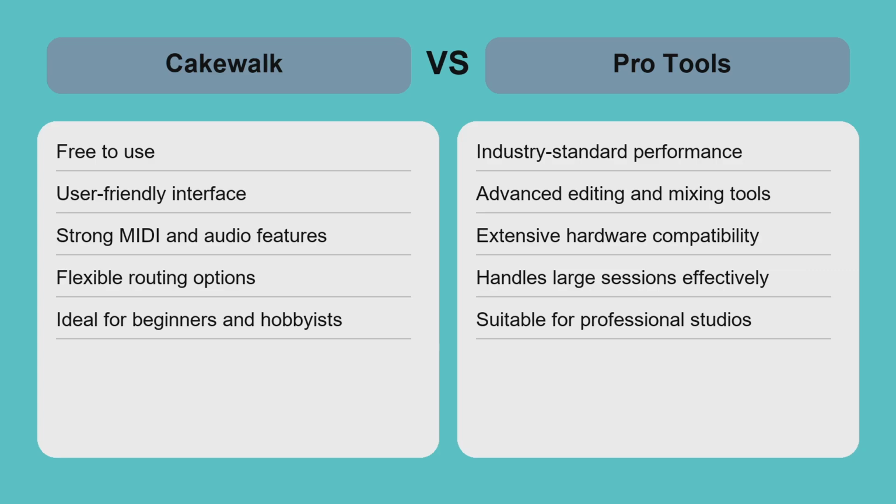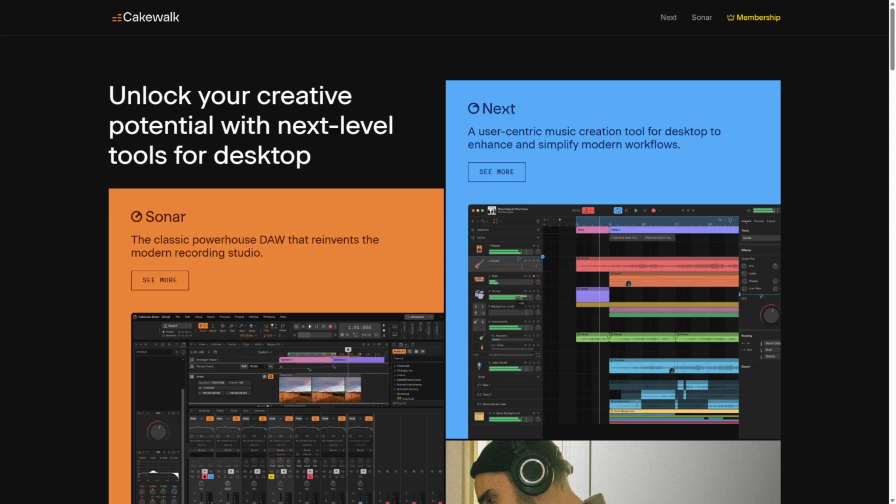The trade-off is cost and complexity. Pro Tools requires investment and experience, but delivers unmatched studio-grade performance. For straightforward music production on a budget, Cakewalk is ideal. For high-end, professional workflows with industry-standard tools, Pro Tools remains the preferred choice.